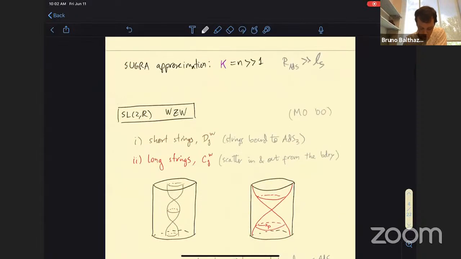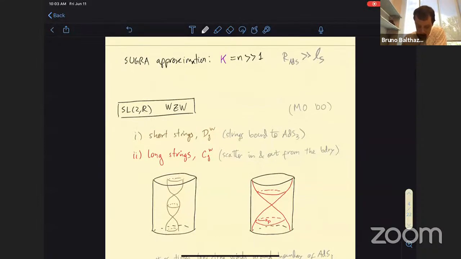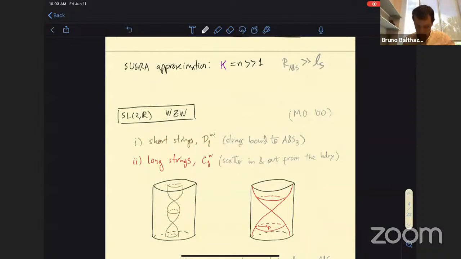So let me mention some more facts about the SL(2,R) WZW model, as was studied by Maldacena and Ooguri in the 2000s. There are two types of strings that appear in this WZW model. One of them are the short strings, which are labeled by discrete representations, D_j. And this corresponds to strings that are bound to the center of AdS3. So they sort of just go through oscillating motions in the bulk.